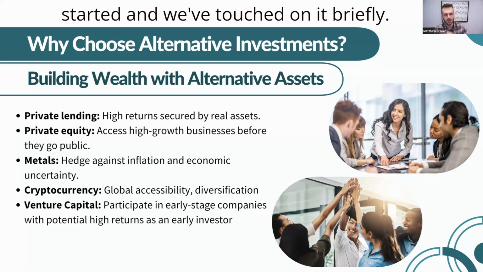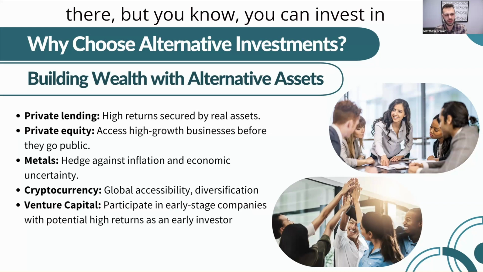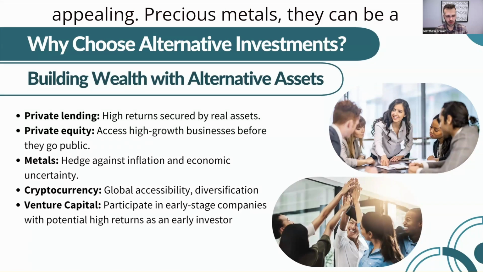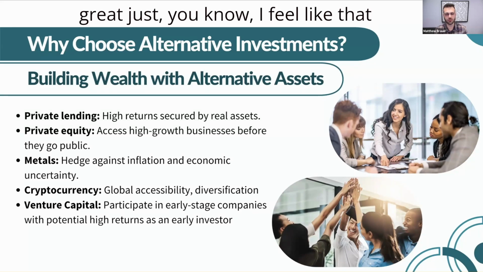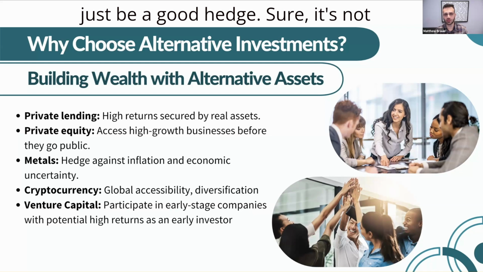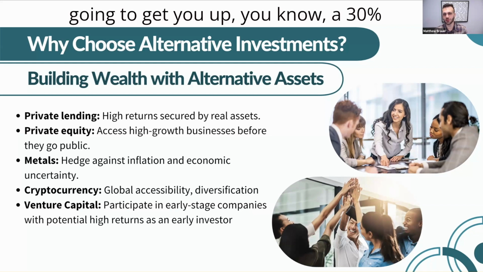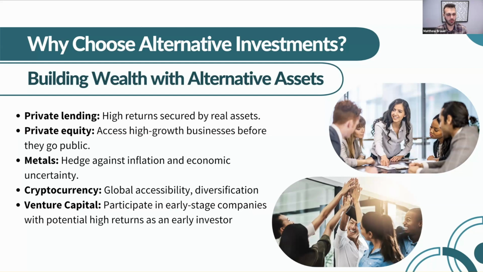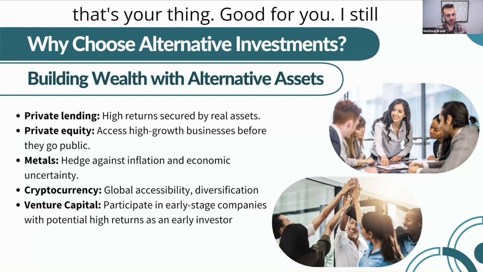And we've touched on them briefly. Obviously, we just hit on private lending there, but you can invest in private equity. That can be really appealing. Precious metals, I feel like that asset is tried and true to just be a good hedge. Sure, it's not going to get you a 30% return year after year, but it's a great way to hedge your portfolio against some risk. Cryptocurrency, if that's your thing, that's your thing. Good for you.